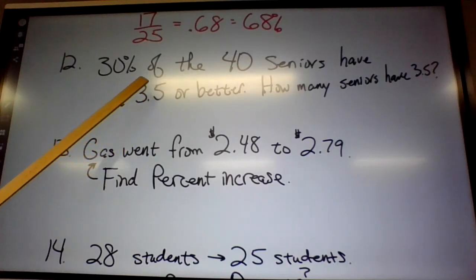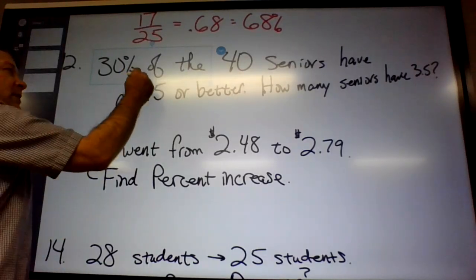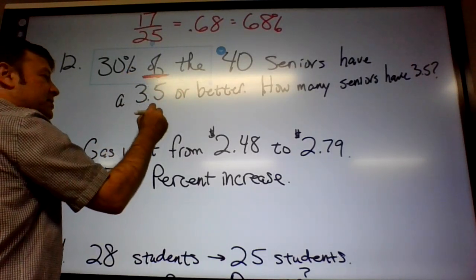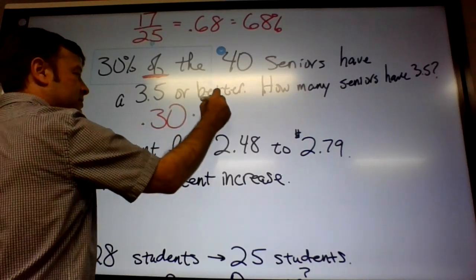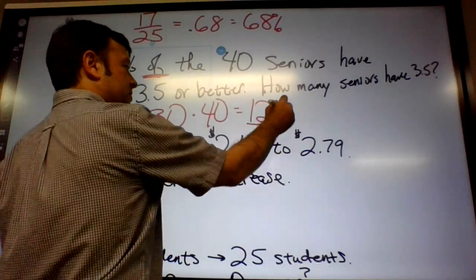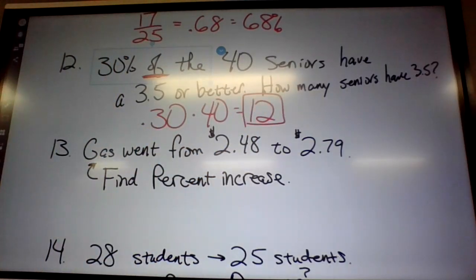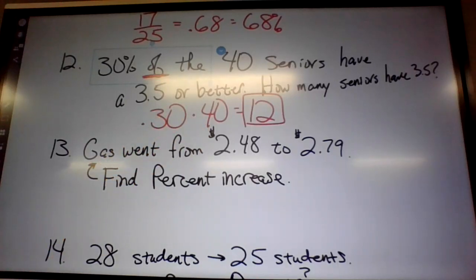All right, hush. On 12, how do we do this? 30% of 40 students. Multiply. Because what does of mean? Even in word problems, it means multiply. So 0.30 times 40 is 12 seniors. Where did you get the 12 seniors? Right there, 0.30 times 40.